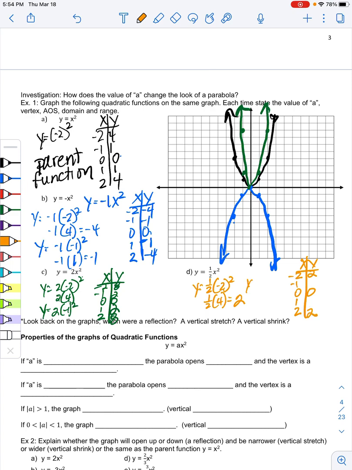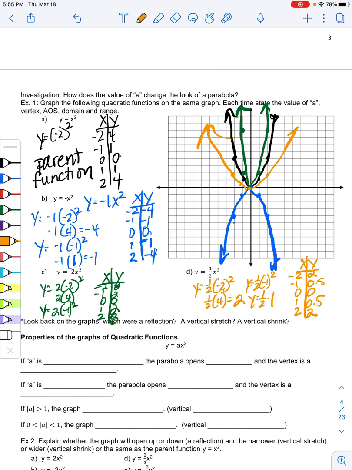Then if I plug in a -1, y equals 1/2 times -1 squared. Well, -1 squared is 1, and 1/2 of 1 is 0.5. So this is 0.5, and this is 0.5 because it's a half. So I have -2 and up 2, -1 and 0.5, 0, 0, 1 and 0.5, and 2 and 2. And you notice this one goes wider than the parent function.